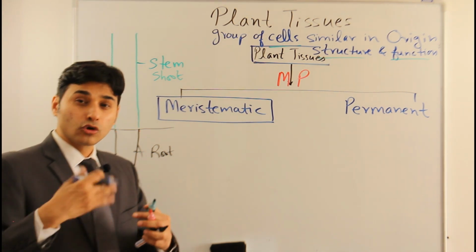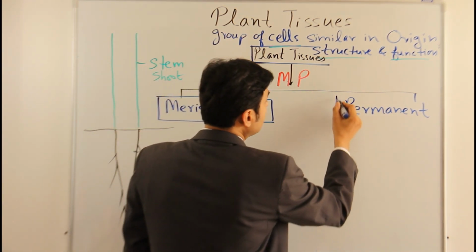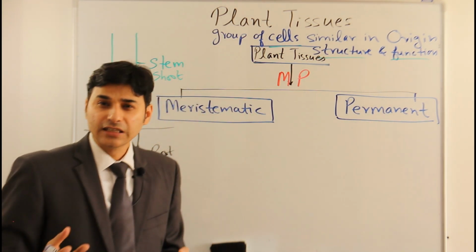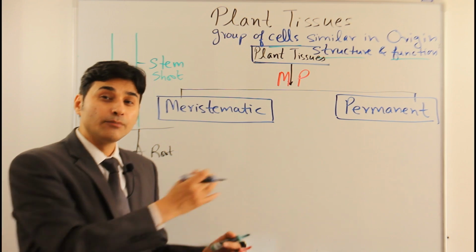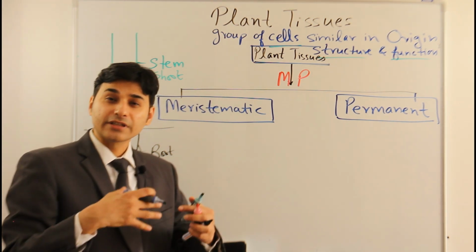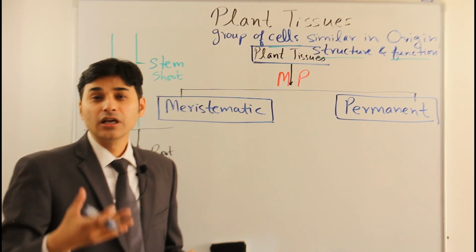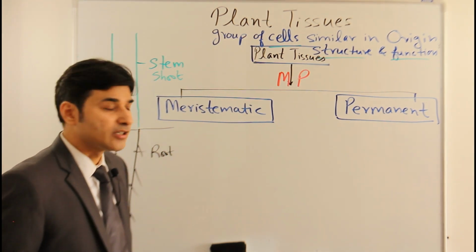They increase the growth of the plant, and permanent tissues are those tissues which do not divide further. They are permanently fixed, and they are very important for various structural, functional and organizational work which is required by the plant body.